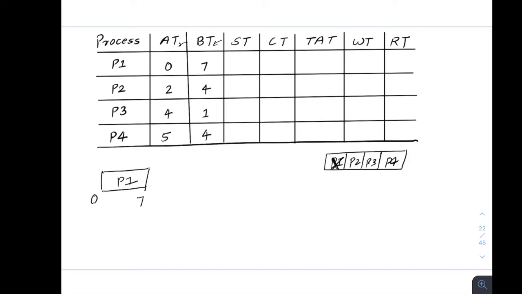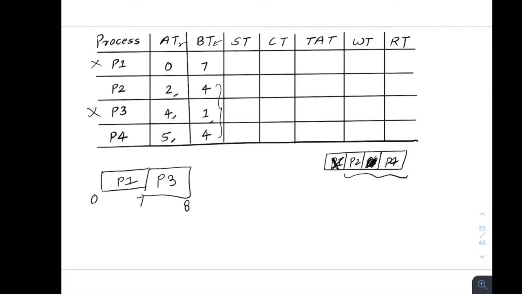If you see at time 7, all these arrival times are less than 7. That means all these processes are already in the ready queue waiting for the CPU. Now among these three processes, you have to select which one to run first. Of course you will go for burst time. Among these, which one has the minimum burst time? P3. So you will schedule P3. And since this is non-preemptive, you will give all the time from 7 to 8, right? Now P1 and P3 are gone.